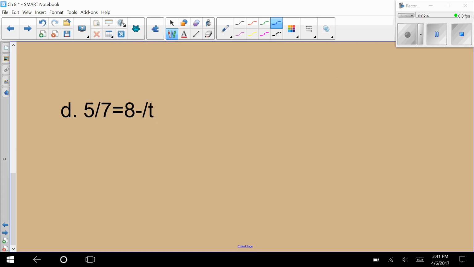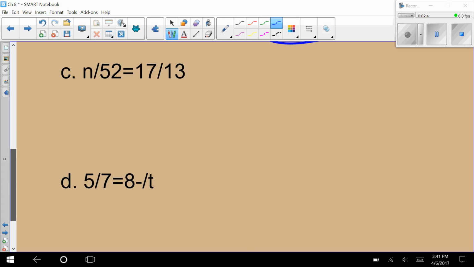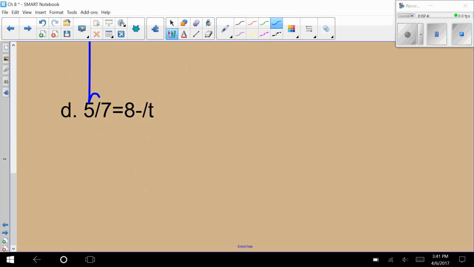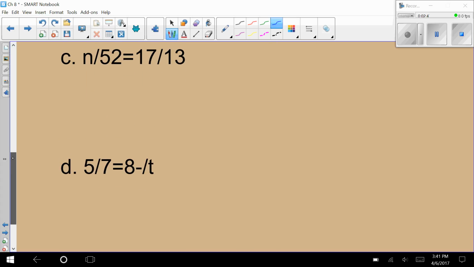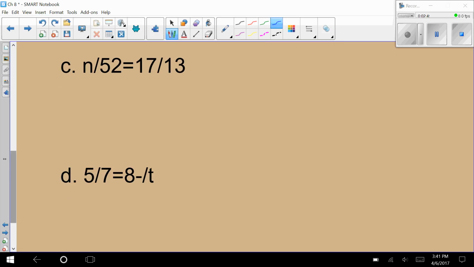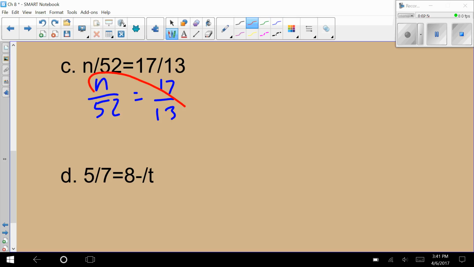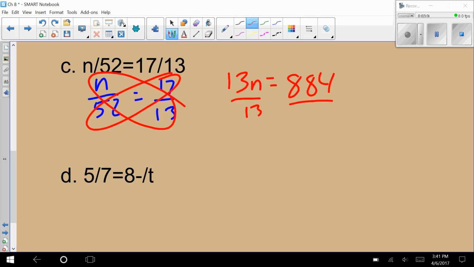All right. For C, this should say n over 52 equals 17 over 13. I do my cross products. 13 times n equals 52 times 17, which is 884. Divide both sides by 13, and n equals 68.